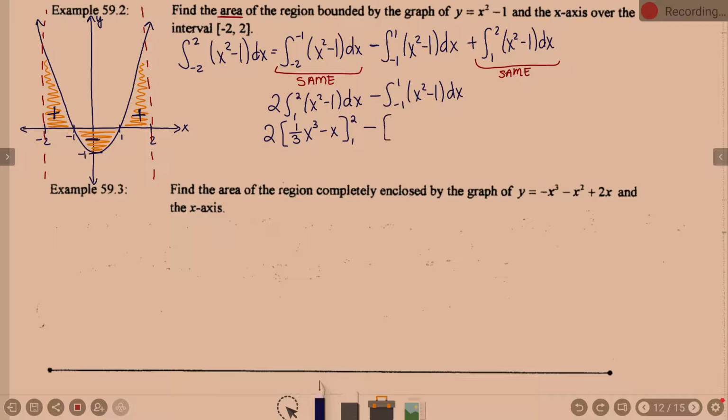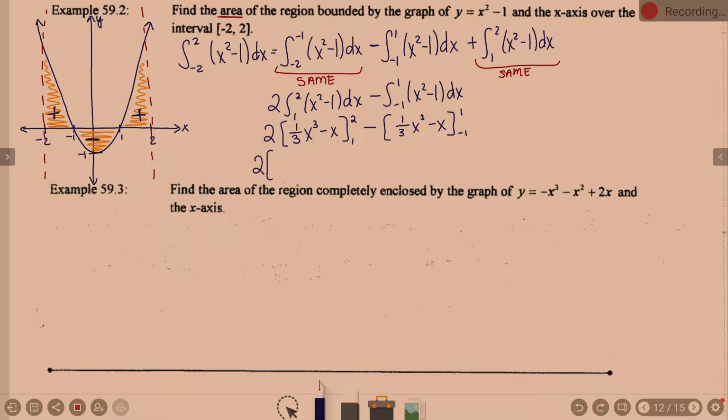Minus, hey, what's the nice news here? Integral of x squared, didn't we already do that? 1/3 x cubed minus x, this time it's evaluated from -1 to 1. Okay? And so do all the plugging in.